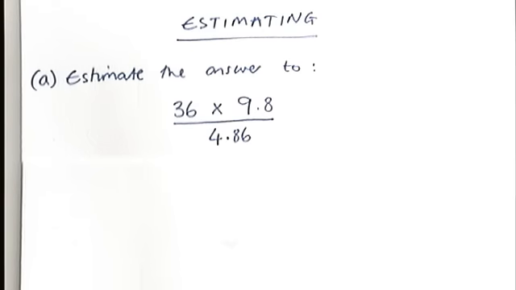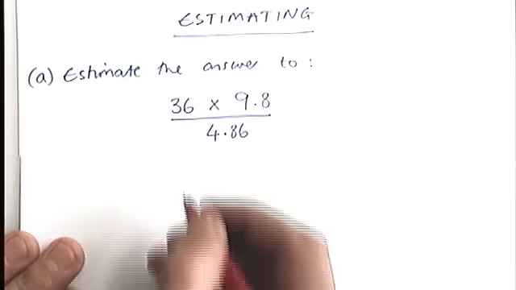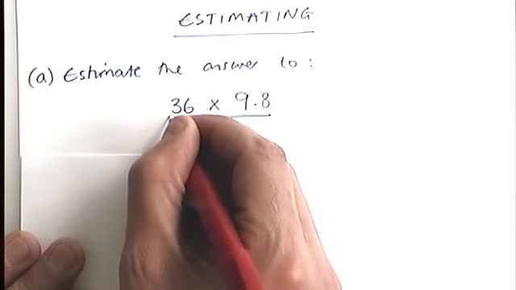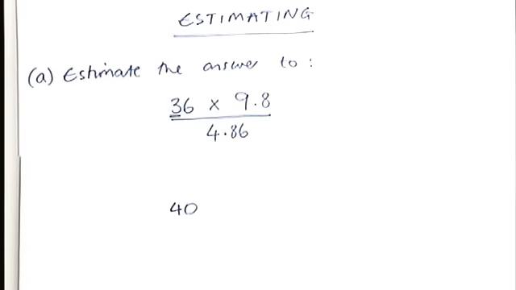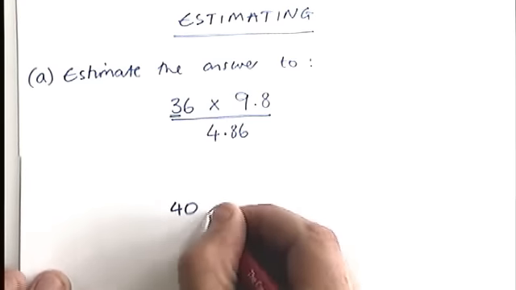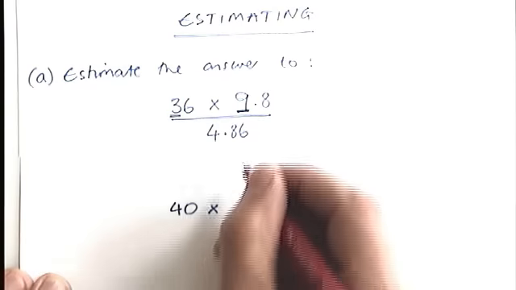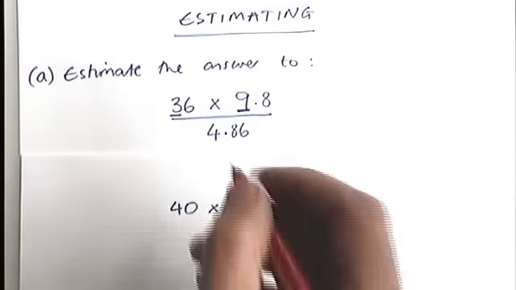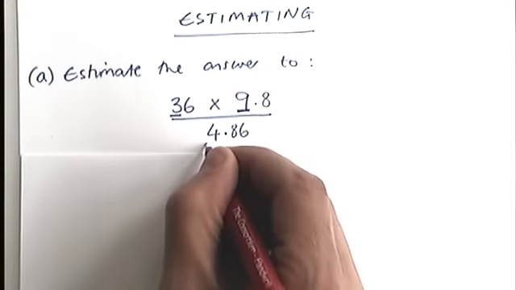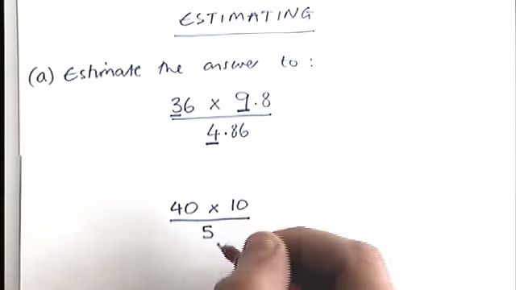Okay, so what I'm going to do is I'm going to take this number 36, I'm going to round it to one significant figure, and that is going to be to the nearest 10, so 40. Okay, the next number I need to round is this 9.8. The first significant figure is in the units column, so I round it to the nearest unit, which is 10. And then on the bottom here, I've got a 4.86. My first significant figure is in the units column, so I round to the nearest unit, which is 5.